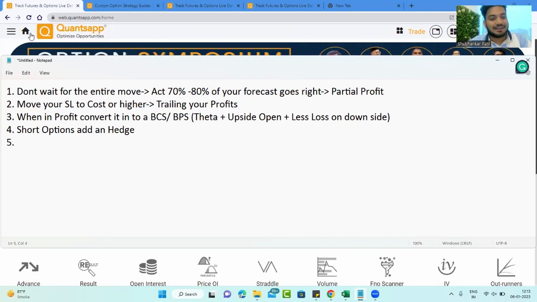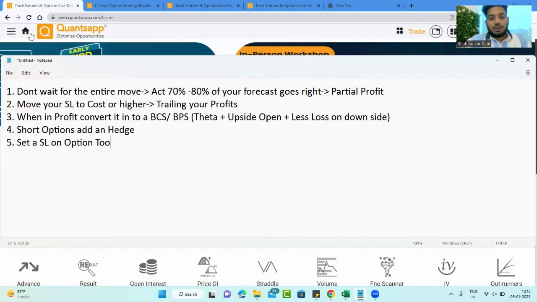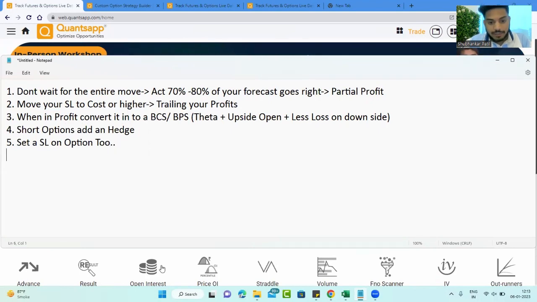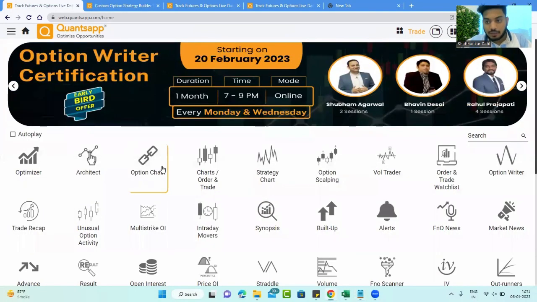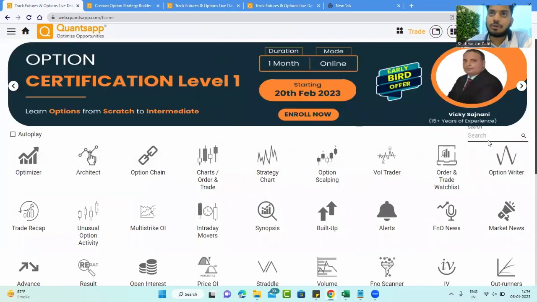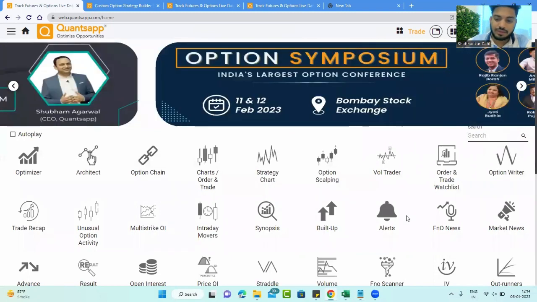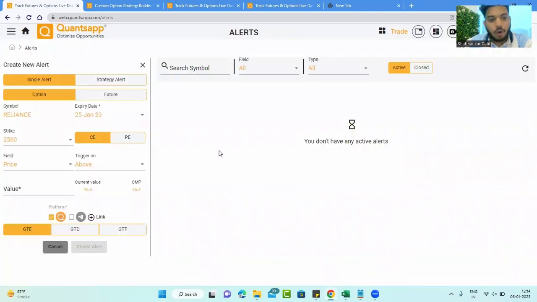And coming to the next part, set a SL on option too. So this is one of the most important aspects. I have said this so many times in my videos as well. The reason being that option will be affected by a lot of things. You don't know that you bought a call option, Nifty is not moving anywhere, you are sitting and enjoying your day, but the thing is that option might have taken out your stop loss. So set your stop loss on option as well.